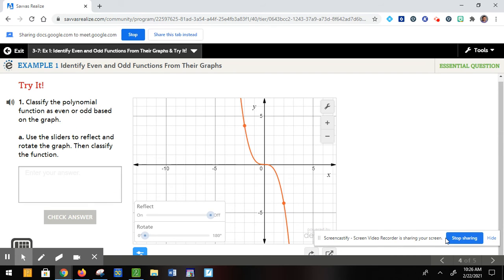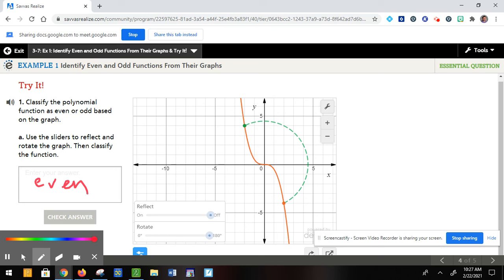All right, a you try it question. So pause it. I would just use the graph there. Pause it, use the sliders and see what you come up with. All right, turns out when you reflected it over the y-axis, it didn't line up. When you rotated 180 degrees, it did. So that means, actually, I wrote the wrong answer. Ignore that. That means it's an odd function because the second slider worked. Rotating 180 degrees worked. So this one is odd.